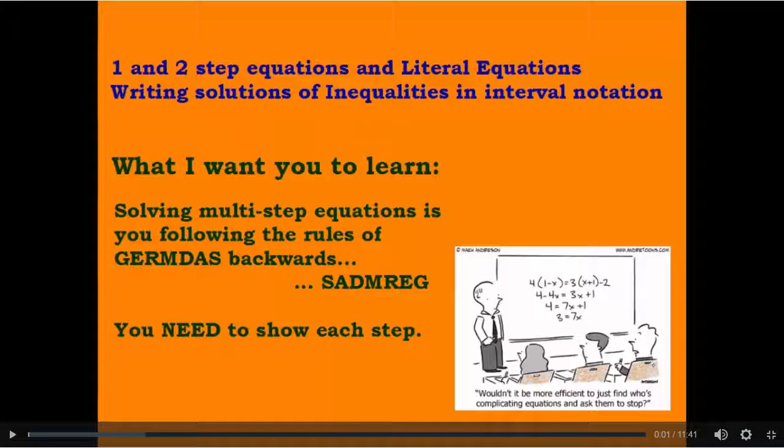Today we are going to solve multi-step equations, and when we are solving multi-step equations we are going to follow the rule of GEMDAS in a backward order because we need to undo whatever was done to the variable.